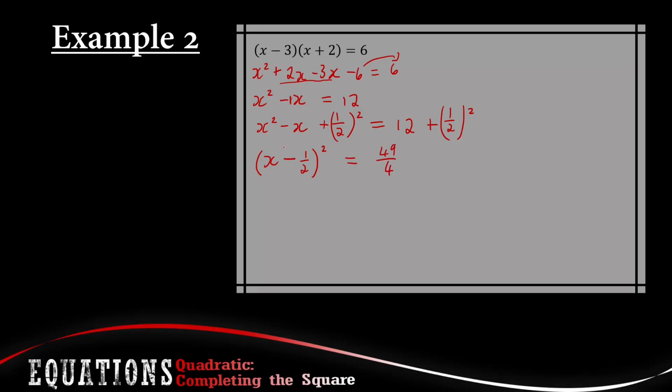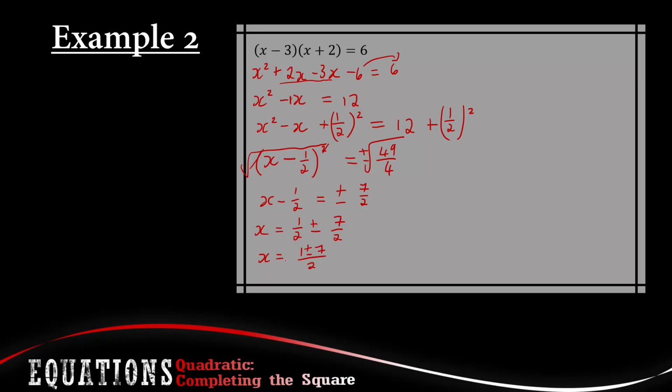Okay, now taking the square root on both sides, this will simplify nicely because both of these are perfect squares. So this cancels, and then x minus a half is equal to, so that becomes 7 over 2, so plus or minus 7 over 2. Take over the half, x is equal to positive a half plus or minus 7 over 2. And then we can just simplify it to say that x is equal to 1 plus or minus 7 over 2.